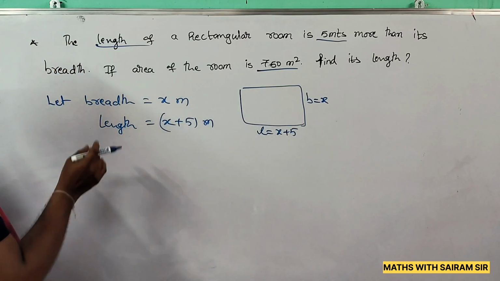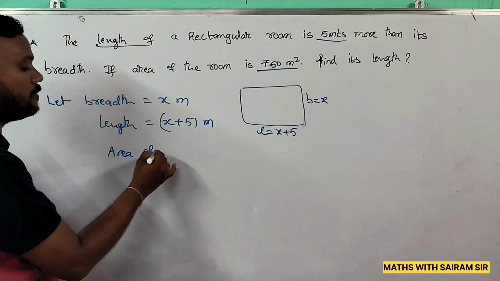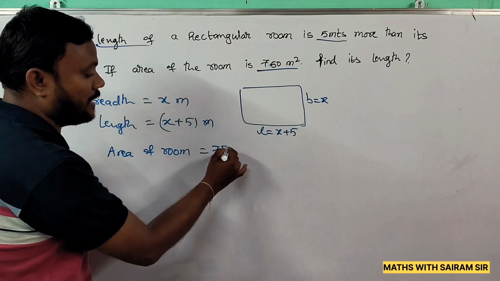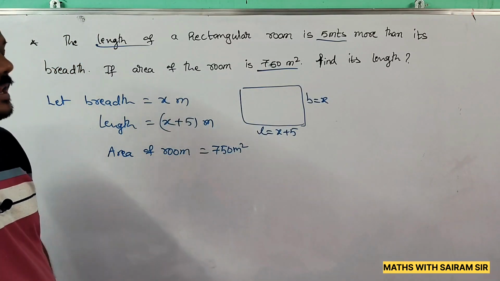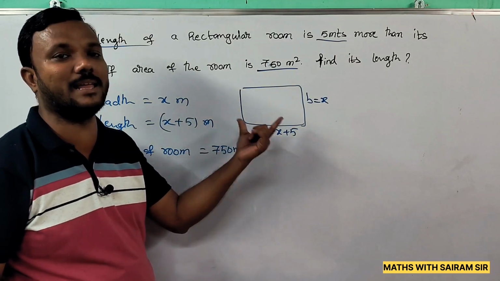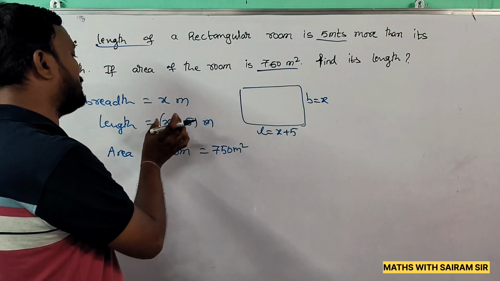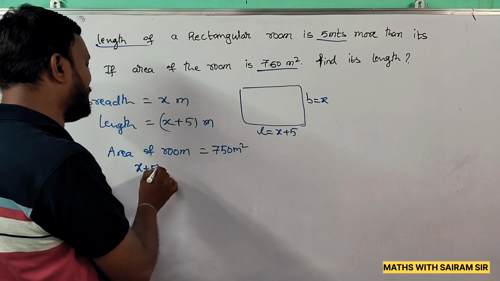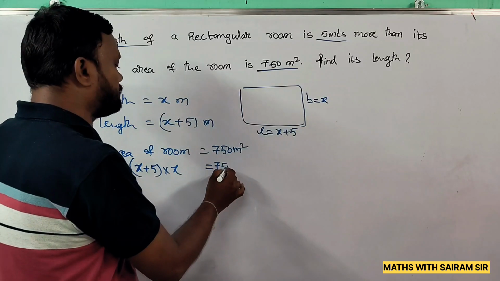And what else we know? We know that area of this room, area of room is given as 750 meters square. Okay, so here as the room is in the shape of rectangle, area of this room is nothing but area of this rectangle. Area of rectangle formula we know, that is length into breadth, that is length is x plus 5 into breadth x, that gives you 750.